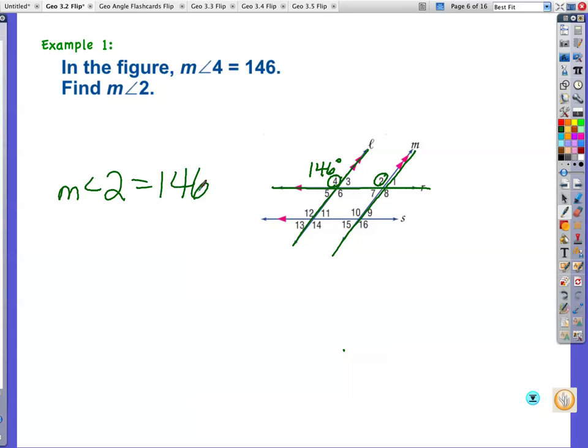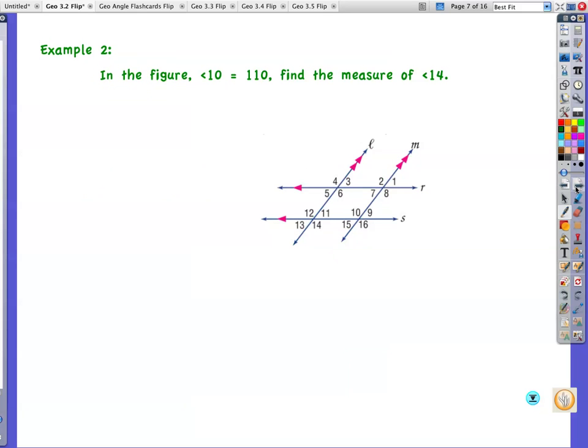Example number 2. In the figure, angle 10 is equal to 110 degrees. Find the measure of angle 14. So basically, I have this angle right here. I need to figure out what this one is. Well, what's the relationship between angle 10 and angle 14? They are a pair of alternate interior angles, so they are going to be congruent. So the measure of angle 14 is going to be equal to 110 degrees.